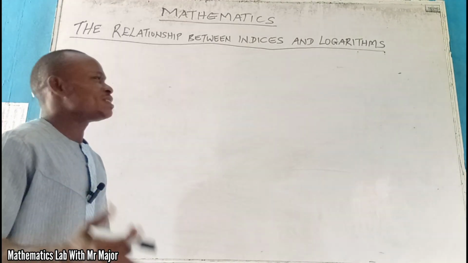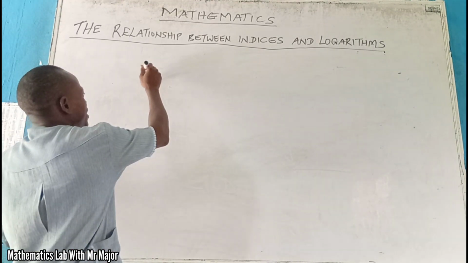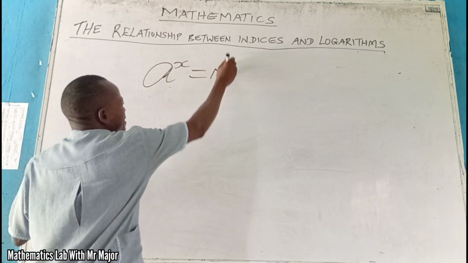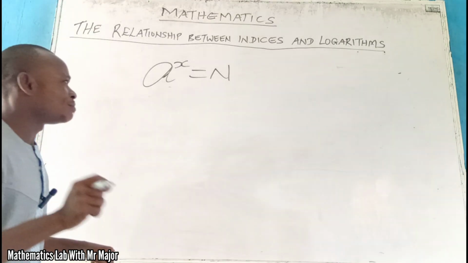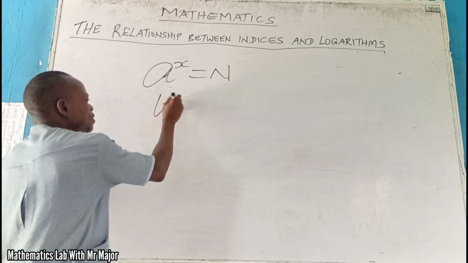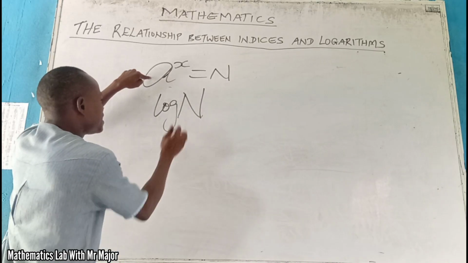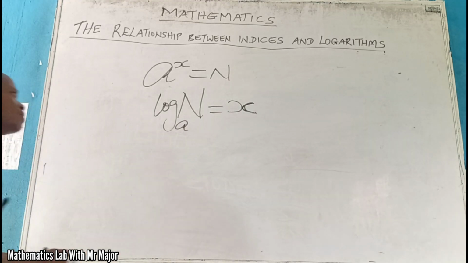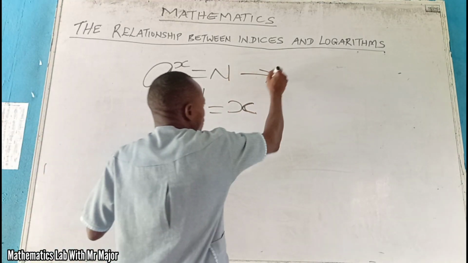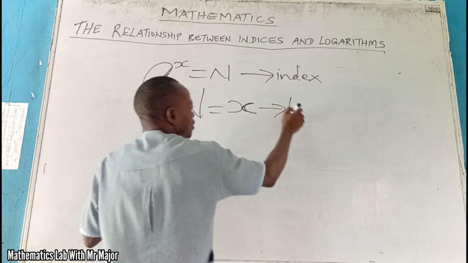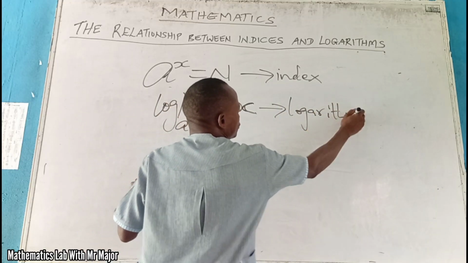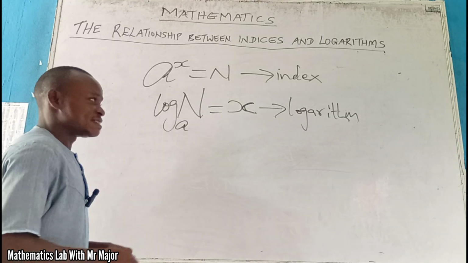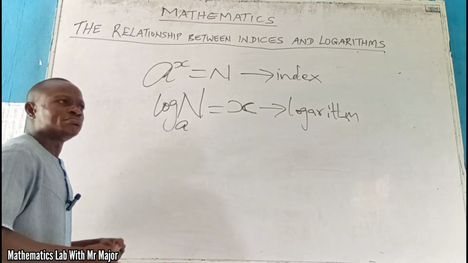So in general, what I am establishing here is that if we are given something like a raised to power x equal to n, then in logarithm form, it becomes log of n to base a equal to x. This is the general form of it. This is the index form, and this is the logarithm form. And this is applicable to all instances.